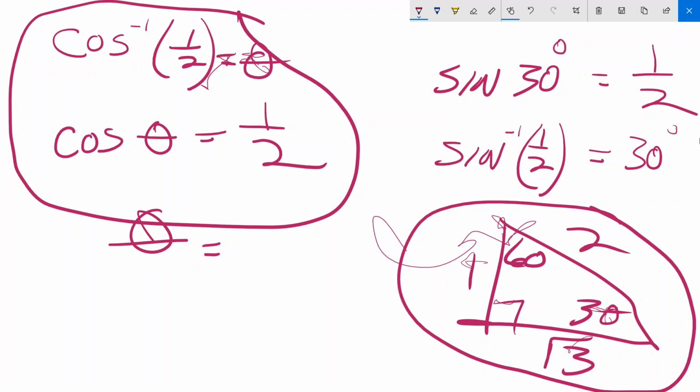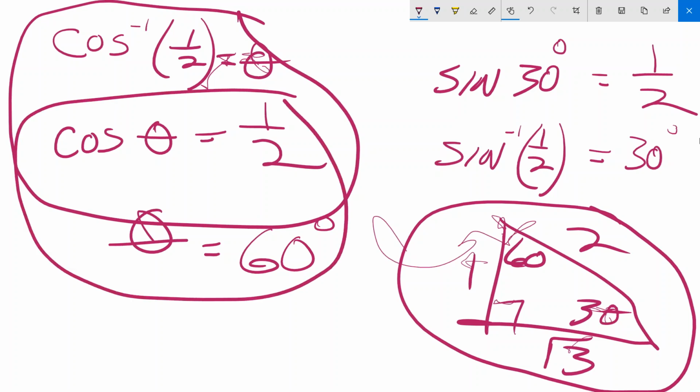Okay, so what is theta here? Okay, and do you understand why? Because the cosine of theta is 1/2. So when we have this problem right here, we're trying to solve for the angle, not the ratio. Very important that you understand which one you're trying to solve for. When you have a trig function, you're trying to solve for the ratio. When you have an inverse trig function, you are trying to solve for the angle.